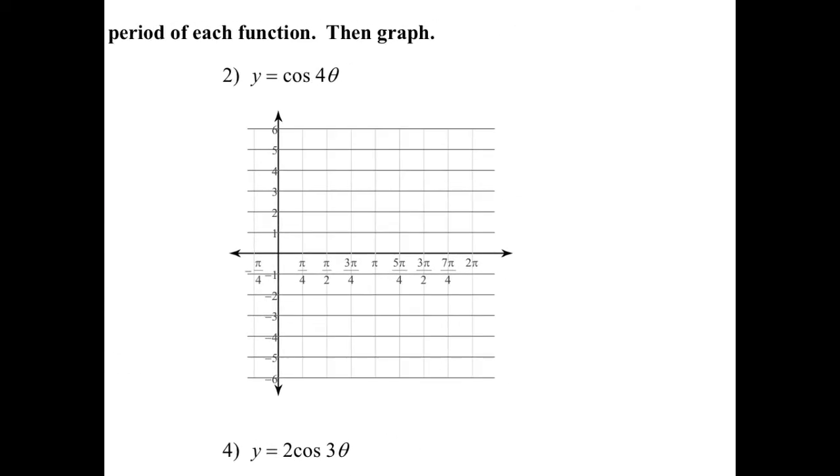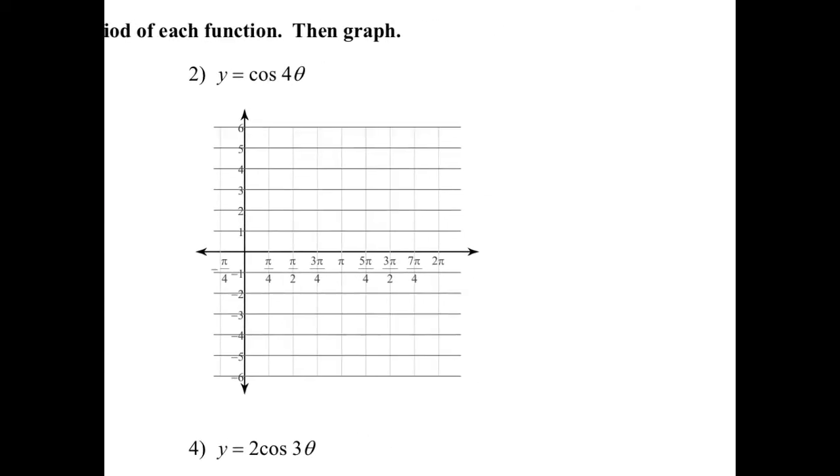Example 2, cosine 4 theta. This time, I don't have anything in the A spot, so that means my amplitude is 1. Here we go. Don't go above or below that highlighted line. Ooh, one of those lines is wrong. That's at a -2. We should probably fix that. Make sure you fix it in your paper. For the period, we're going to have 2 pi over 4. Simplified, you get pi over 2.